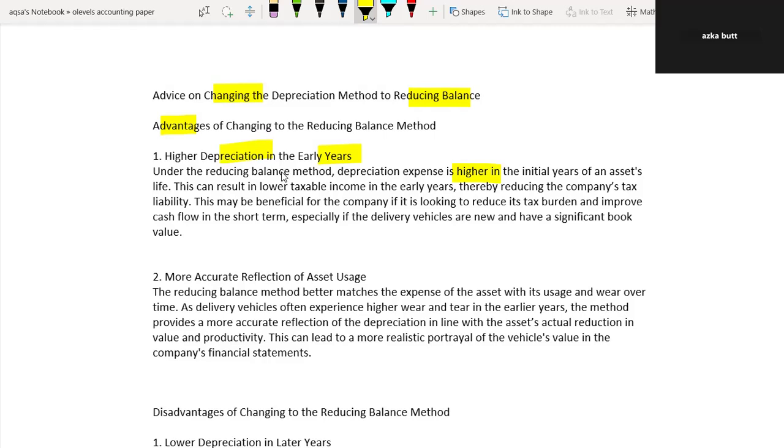So with the passage of years, if you are using the RBM, depreciation amount will reduce, but at the start it will be high. This can result in lower taxable income in the early years and thereby reduce the company's tax liability. So this may be beneficial for the company if it's looking to reduce its tax burden and improve the cash flow in the short term, especially if the delivery vehicles are new and have a significant book value.